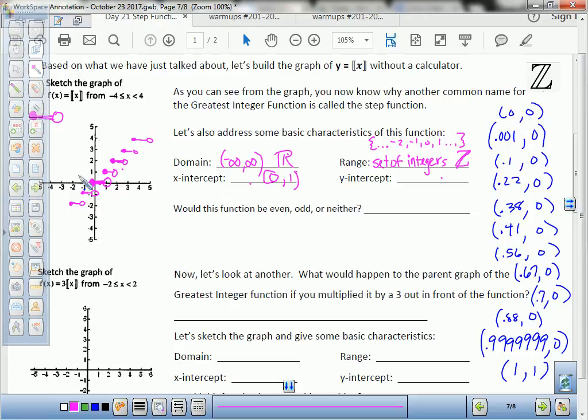All right, y-intercept. We actually have one little intercept. It's the point 0, 0. Now, what about 0, -1? It's an open circle. So there's not actually a point there.